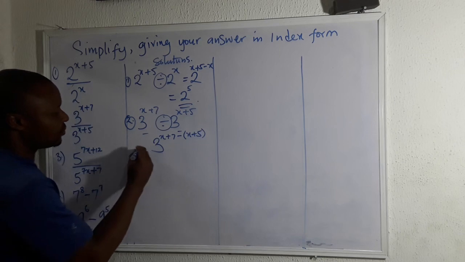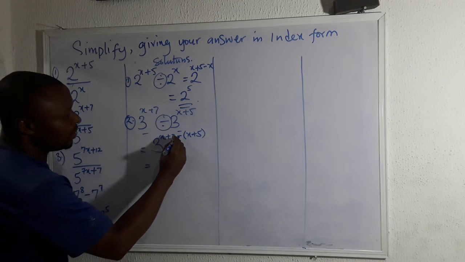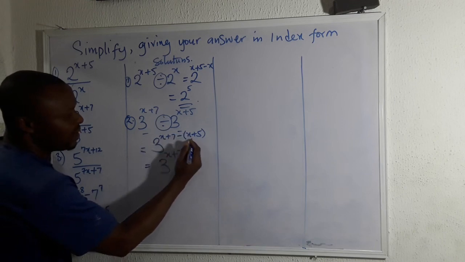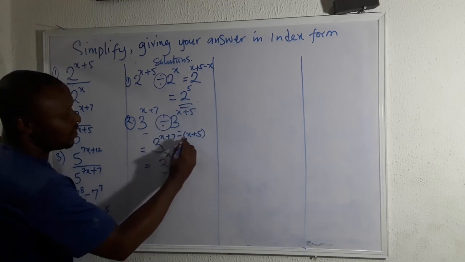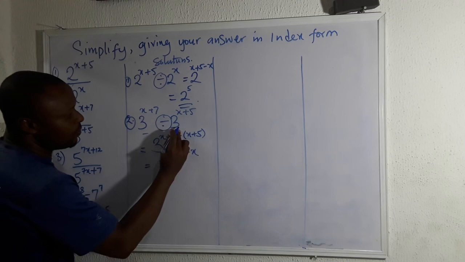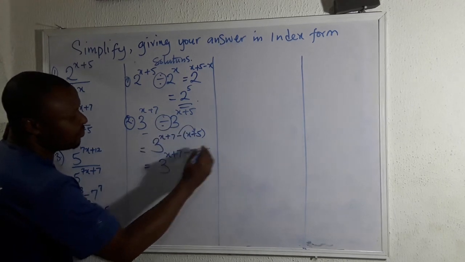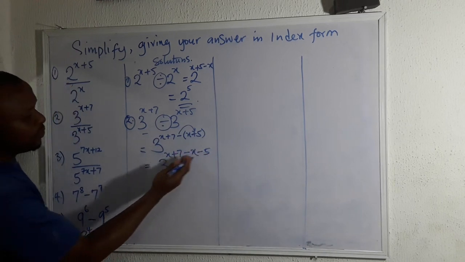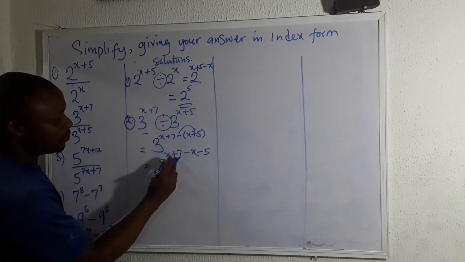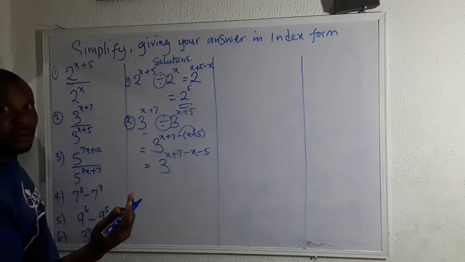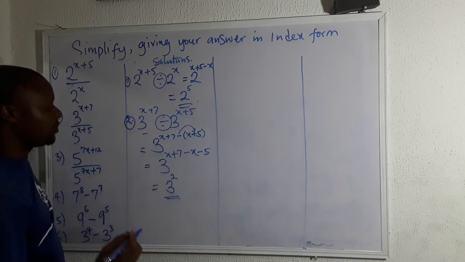And that will give us 3 raised to power x plus 7, now minus. See, minus times this x, there is a positive sign in front of it here, so minus times that positive sign is minus x. Minus times this plus is minus 5. So if we collect like terms, x minus x is 0. We have plus 7 minus 5, which will give us what? 2. So that will be 3 raised to power 2. So that's pretty much what it is.